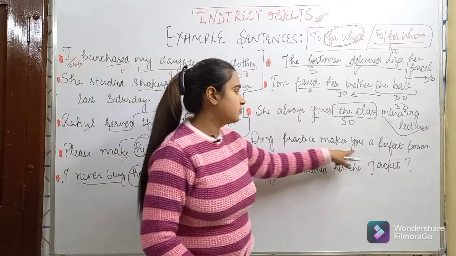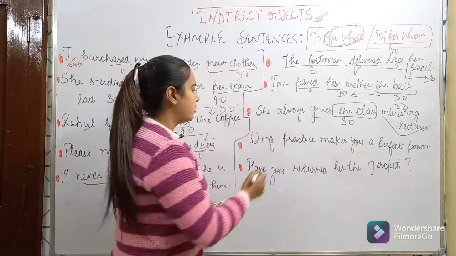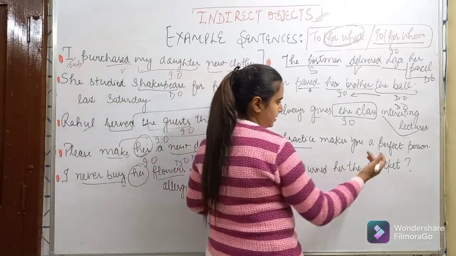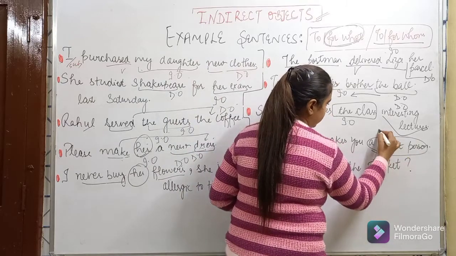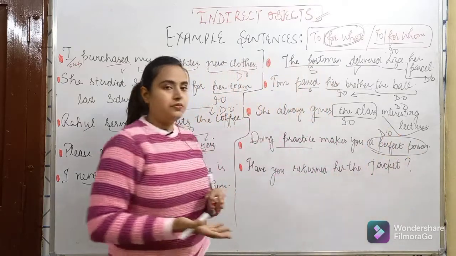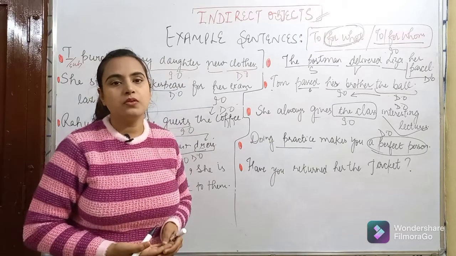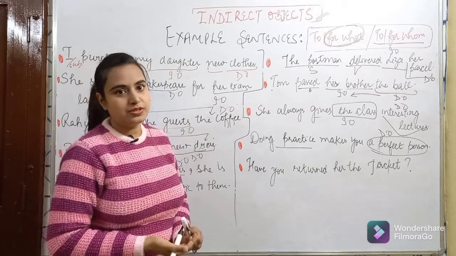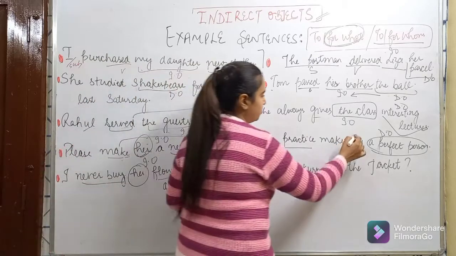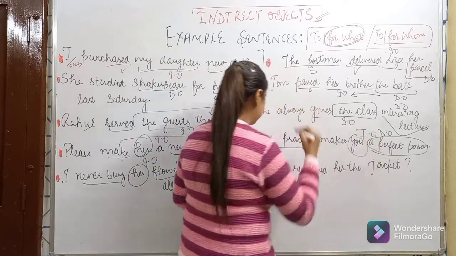Doing practice makes you a perfect person. Practice makes you what? A perfect person, direct object. Who becomes a perfect person after doing practice? Who is the beneficiary? You, indirect object.